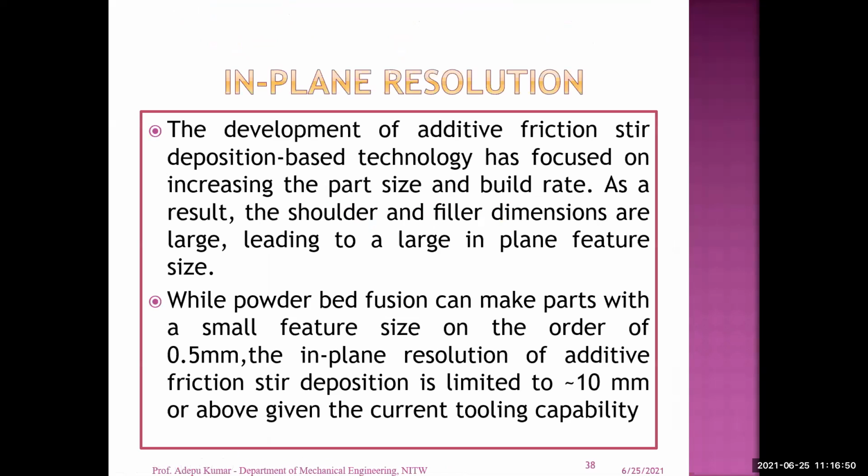Apart from the advantages, there are certain limitations. The development of additive friction deposition based technology has focused on increasing the part size and build rate. As a result, the shoulder and the filler dimensions are large, leading to large in-plane feature size. While powder bed fusion can make parts with a small feature size on the order of 0.5 mm, the in-plane resolution of additive friction deposits is limited to approximately 10 mm or above, given the current tooling capability.